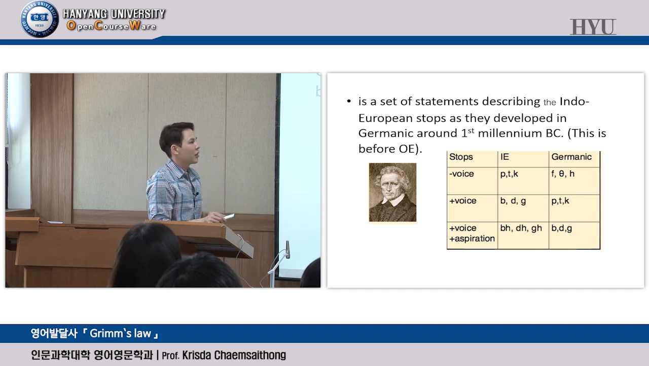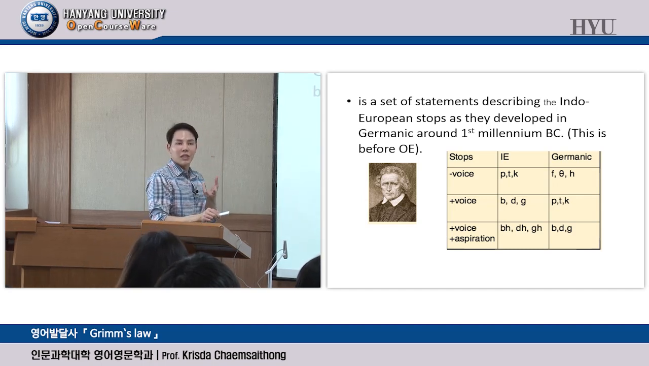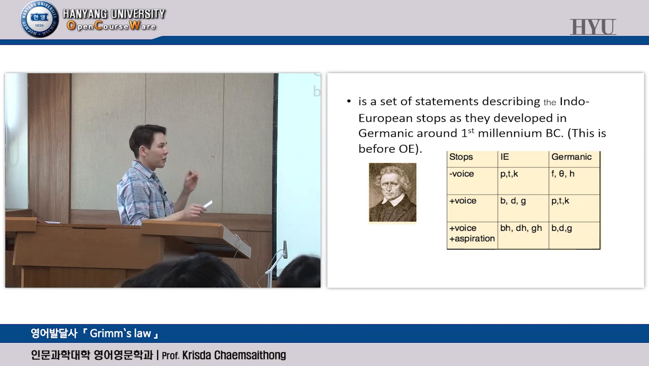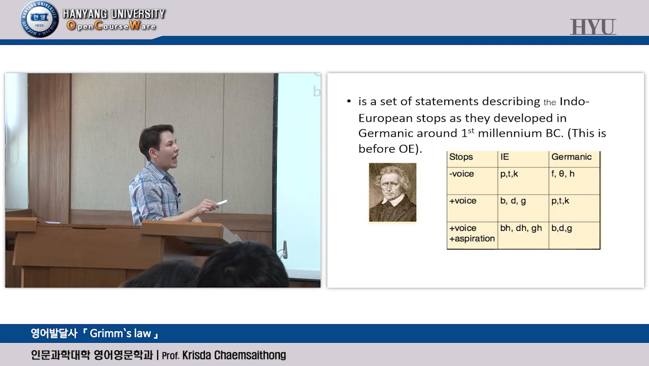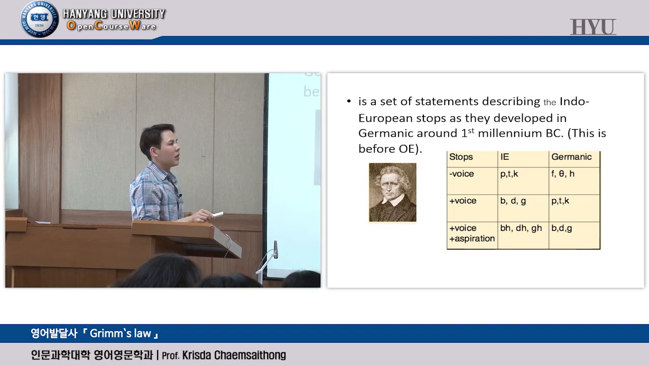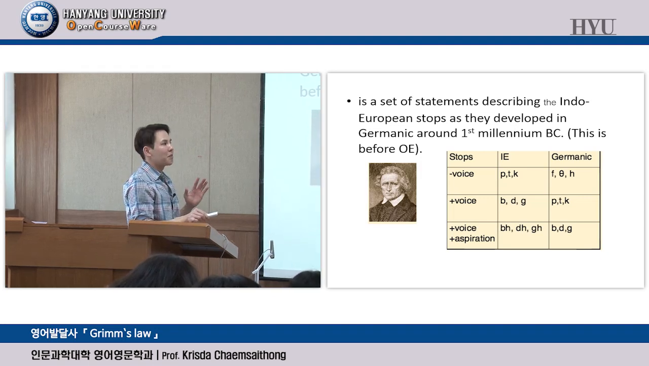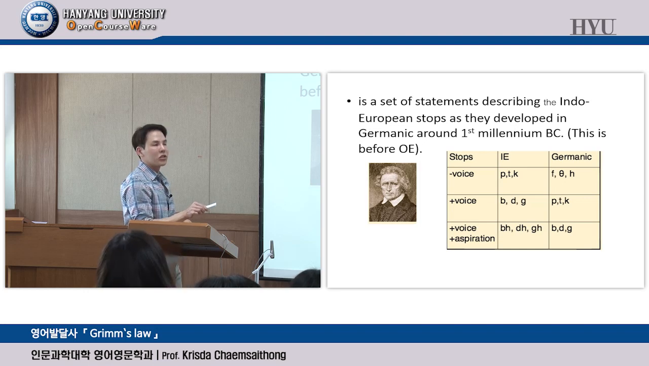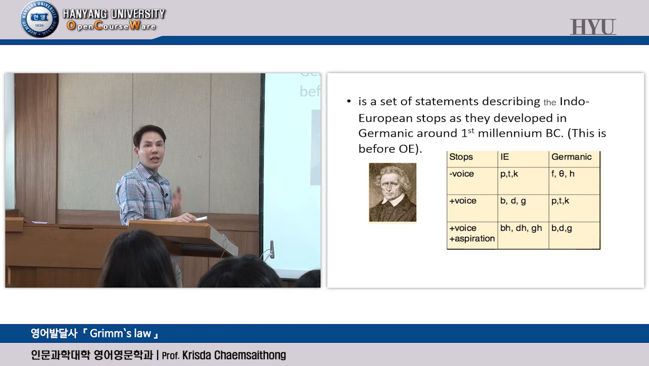So in other words, what are voiceless stops? You know, P, T, K. Voiced stops: B, D, G. Voiced aspirated: BH, DH, GH. H is aspiration, right? It's like B, like that, strong, with a puff of air. So these are IE sounds, meaning Indo-European sounds, right? And Germanic sounds, you have F, theta, and H, respectively, meaning P turns to F, T turns to TH, K turns to H in Germanic, including English, okay?